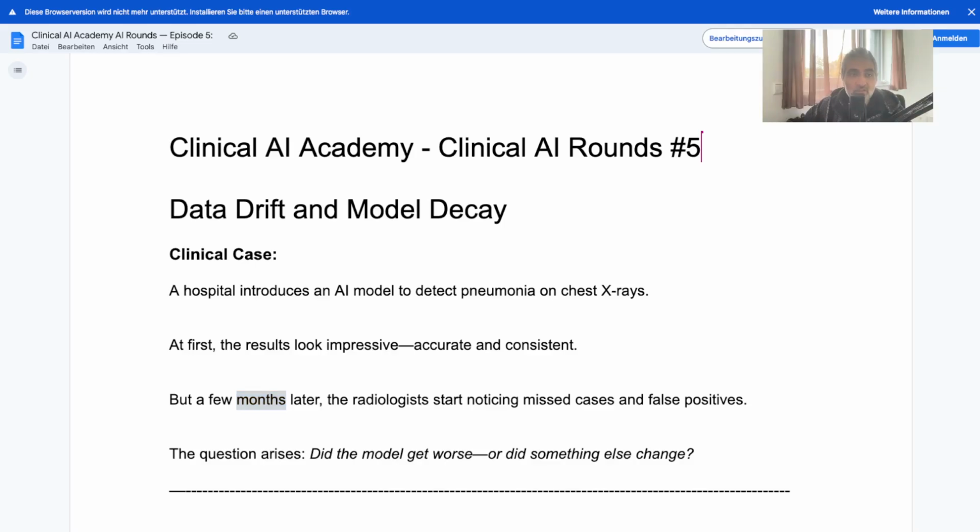So this is actually a classical case of what we call data drift. Over time, the input data that a model sees can change. You have different scanners, new imaging protocols, new disease patterns, or even change in patients' population. So when the data shift, the model performance drifts with it.